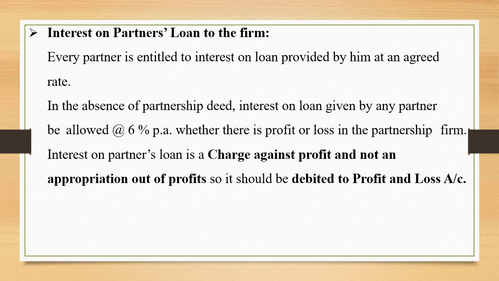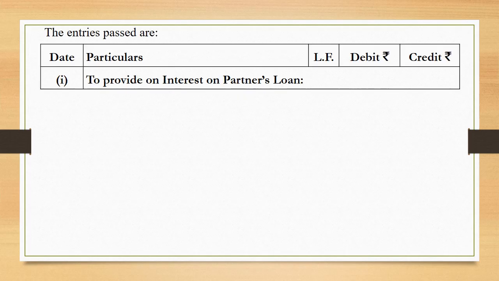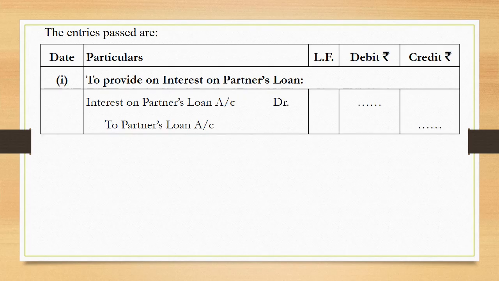A very important point. Whichever amounts are charged against profit, all those amounts need to be debited to profit and loss account and not to profit and loss appropriation account. What are the entries that we are supposed to pass for interest on loan? To provide interest on a partner's loan, interest on partner's loan account debited to partner's loan account. Because interest on loan that we provide is an expense for us, it has to be debited, and the liability towards partner's loan increases, so partner's loan account is credited.